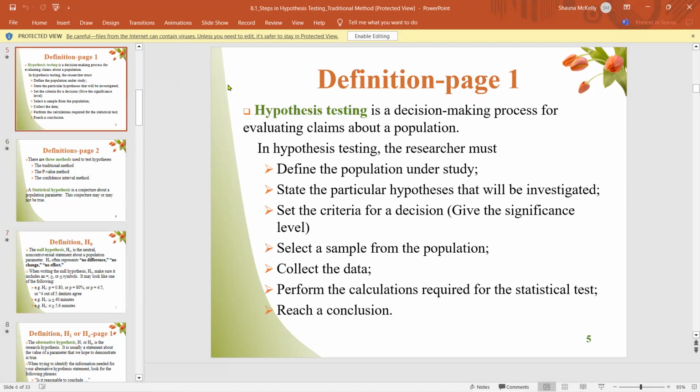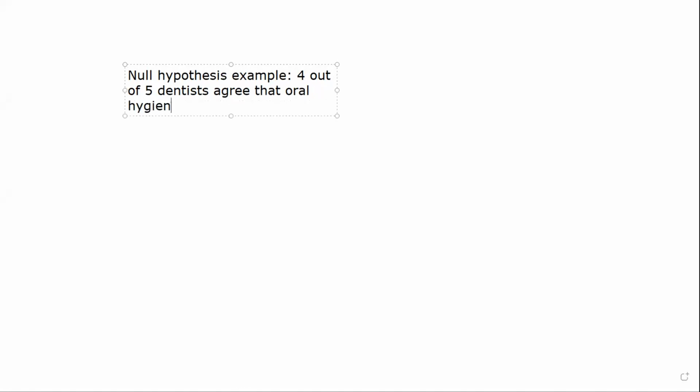For your null hypothesis, you could write it as something like this. Here's your null hypothesis example: 4 out of 5 dentists agree that oral hygiene, because that's what they're focused on, is important for health. That works.